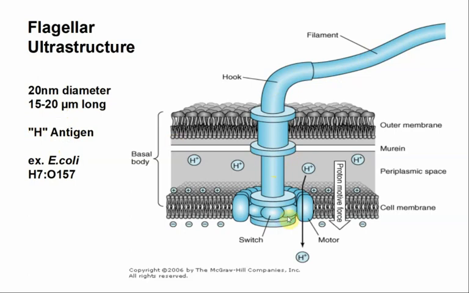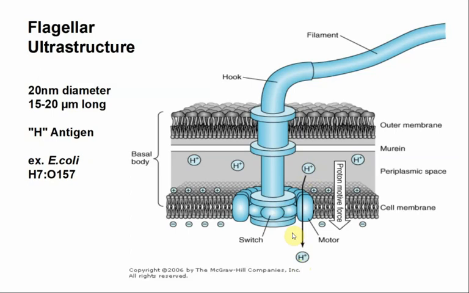Right, so how does it work? How does this thing generate movement? Well, this whole basal structure will spin around like an axle in a car or something. And the energy to produce this movement comes from the translocation of protons from the periplasm through to the cytoplasm. This proton motive force generates mechanical force.